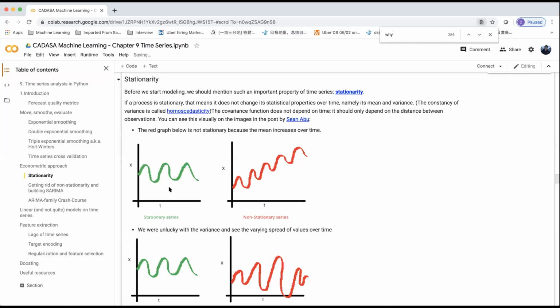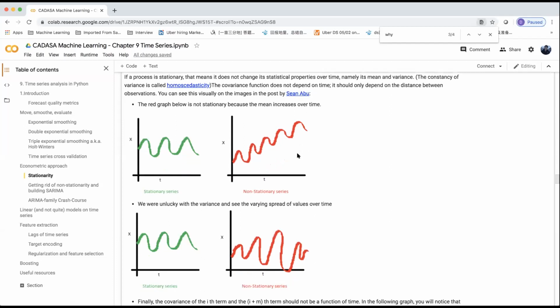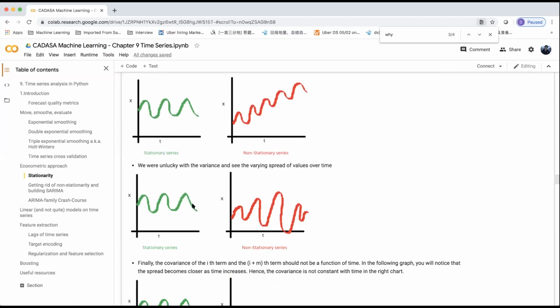So one way to tell if it's stationary or not is whether the mean of the whole process is the same, consistent over time, or depends on the time. This one totally depends on the time. With time increasing, the mean is getting larger. So this one is not stationary. The second way to test whether it's a stationary process is whether the variance is constant over time. For this one, the bandwidth is pretty much the same, and the spread is pretty much the same. But for this one, it's getting larger and larger.